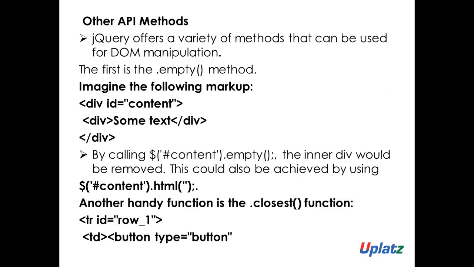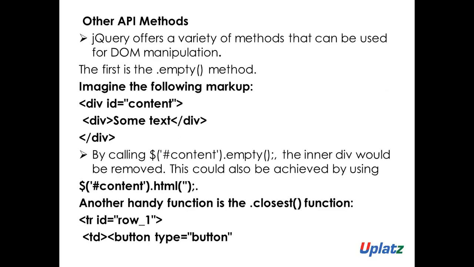So next are other API methods. jQuery offers a variety of methods that can be used for DOM manipulation. The first is empty. Imagine the markup: a div with id container, and we have some text within that. The inner content would be removed, and that could be achieved by using content.html.